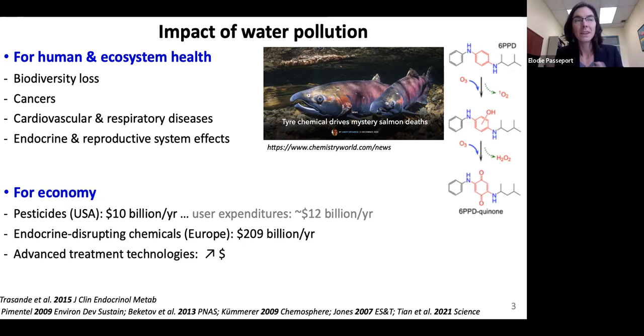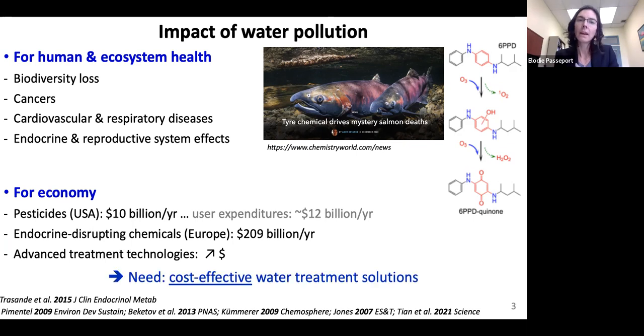Another indirect cost of the presence of contaminants in the environment is that to get rid of them in wastewater treatment plants or in drinking water production plants, you need to implement what we call advanced treatment technologies, for example, ozone treatment, reverse osmosis, activated carbon, UV light, and these are expensive to implement and increase costs that ultimately you'll find on your water bill. And so in this context, I think there is a need to develop cost-effective water treatment solutions.